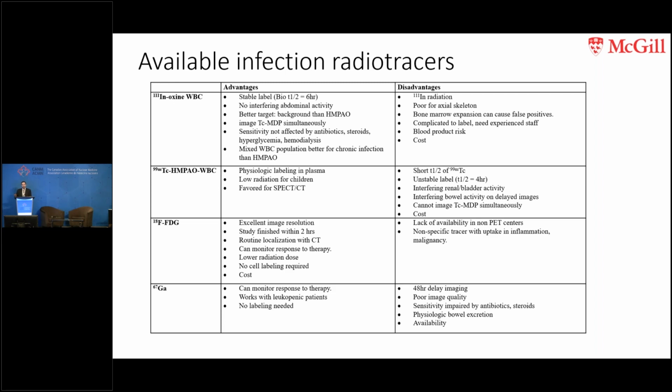And with the decreased availability of gallium, as there's only one manufacturer still producing it, and I'm sure in the next few years, maybe they will even stop, gallium-67 won't even be available in probably 5 to 10 years. So we have to move to the PET world, where FDG right now is the most available. It has excellent image resolution. It's a quick study. You don't need to do any cell labeling. If you have a PET camera, you definitely have FDG, so it could be available.